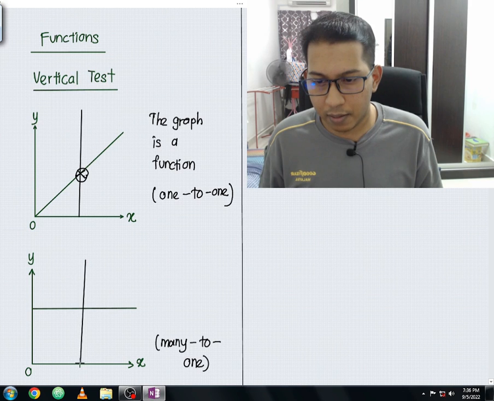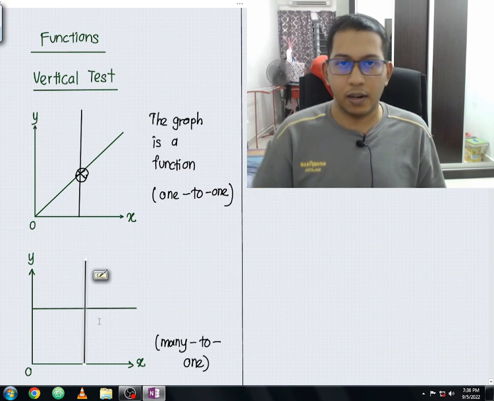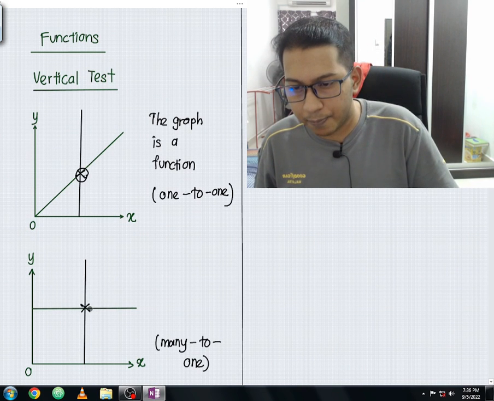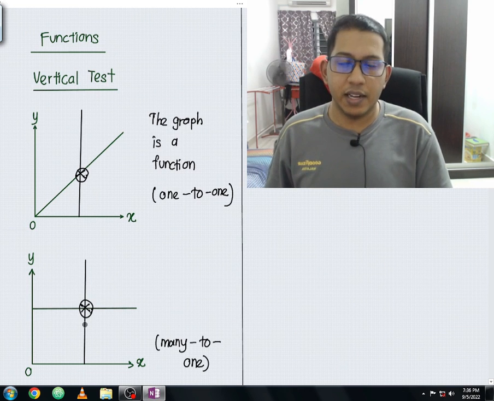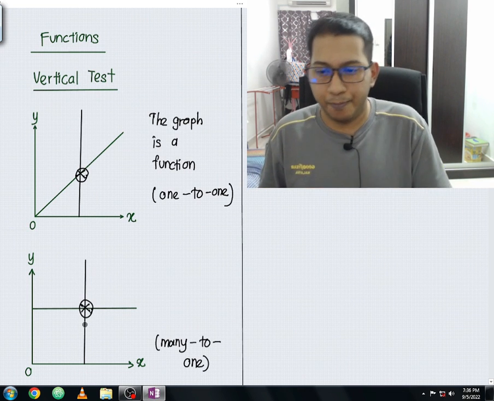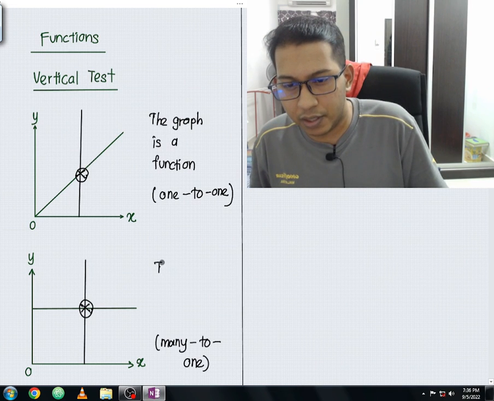Okay, so let me intersect. Draw a straight line and then it will intersect the graph. As you can see here, only one point intersects. If it only intersects at one point at a time, that means the graph is a function.